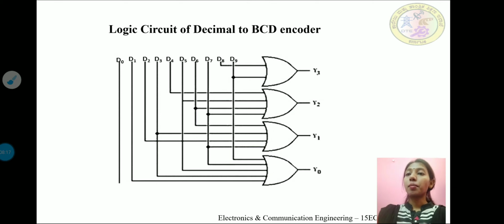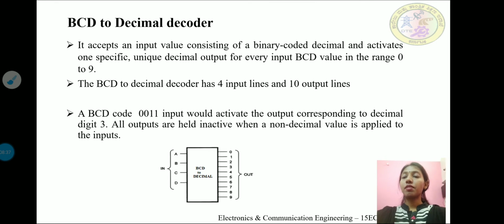The inputs are represented from D0 to D9, and the outputs are represented as Y0, Y1, Y2, Y3. The 4 OR gates are used according to the expressions, and the inputs of the OR gates are connected to the decimal digits as given by the logic expressions. So next we will see the working of the BCD to decimal decoder.